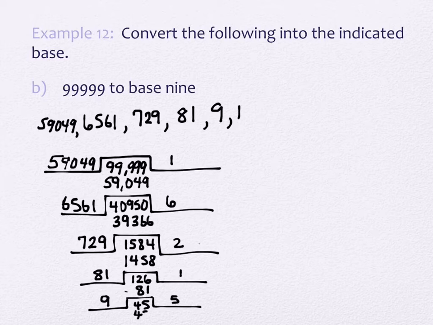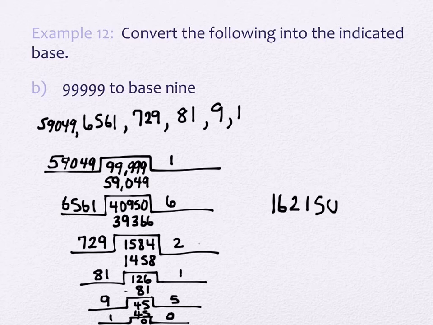And it's awfully tempting right here to say I'm done, because I've got a remainder of 0, but you need to divide by the last number, 1. Obviously, it doesn't go into 0 any times, but that last 0 is a placeholder, just like zeros are in our place value system. So your solution is 162150. What am I missing? The subscript that says 9 for the base that I'm in, base 9.